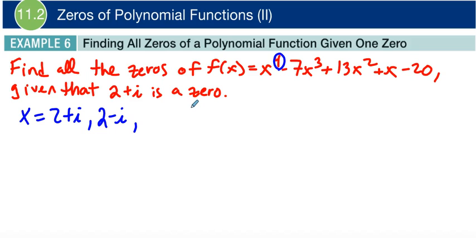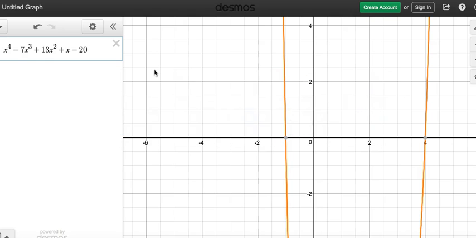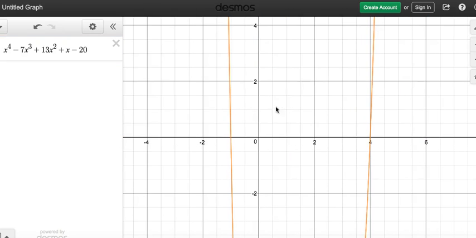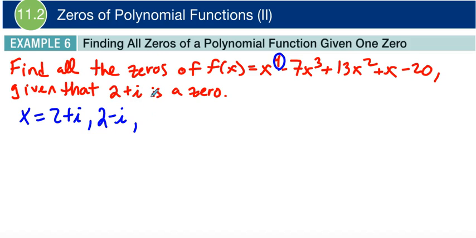And what better way to do this than just to graph this on Desmos and see if we can find out what they are. And so I actually did that already right here. And as you can see, when you graph it, one of them is 4 and the other one is -1. So 4 and -1. And there we go.